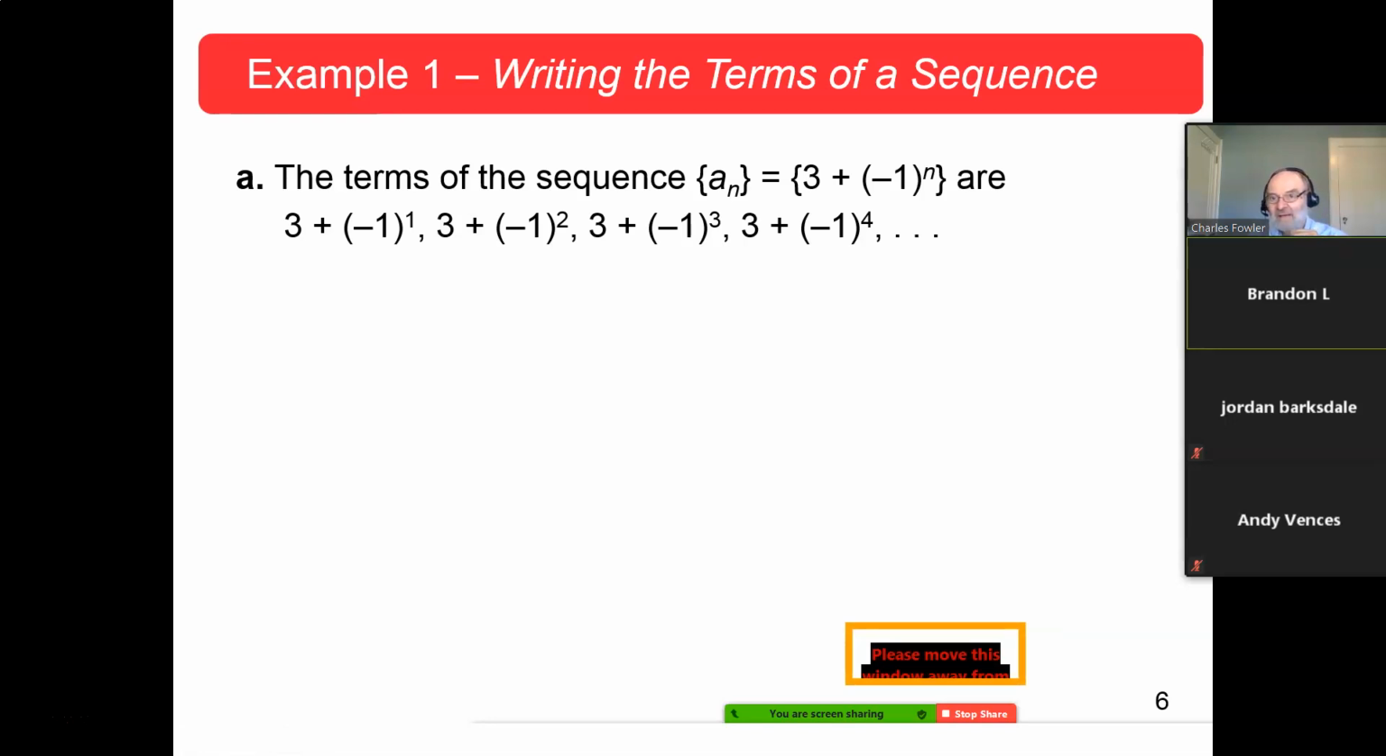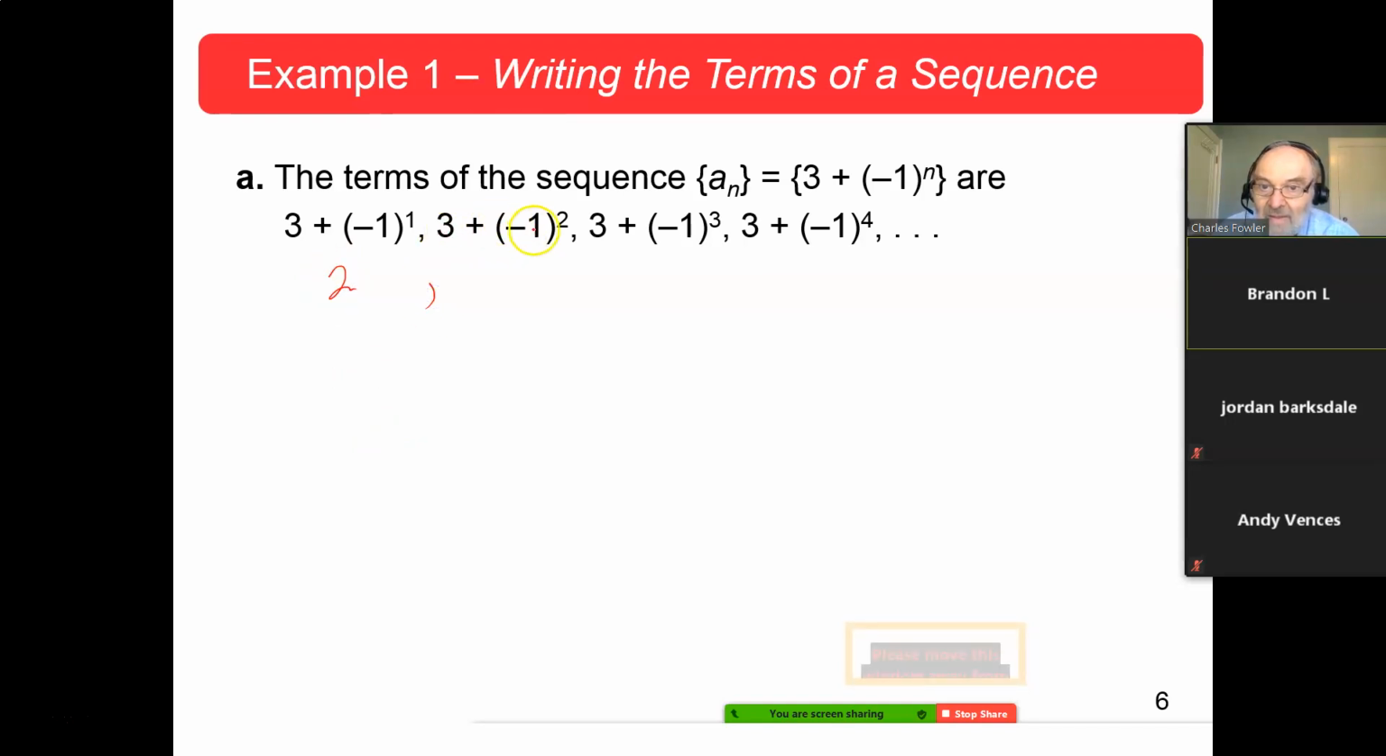Negative 1. Okay? If it's an odd power, you keep the minus sign. If it's an even power, you make it plus. So this would be 3 minus 1. Okay? Well, 3 minus 1 is 2.